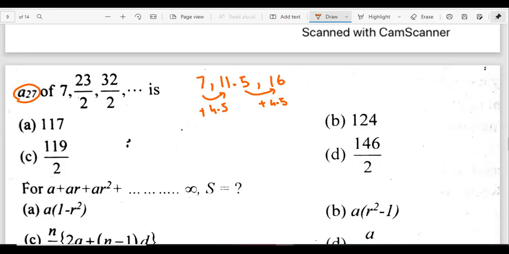I will not waste time doing this. This was an easy question. You just need to use the nth term formula. You have the difference, you have the first term, and you can just find it easily by plugging in n as 27.